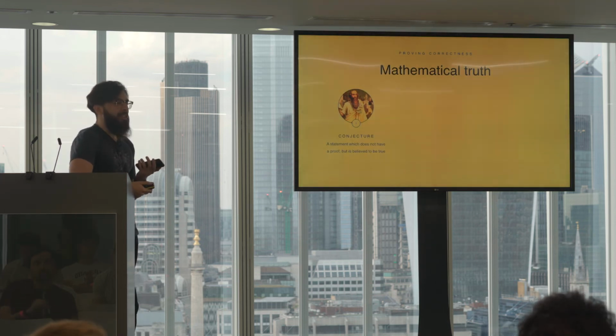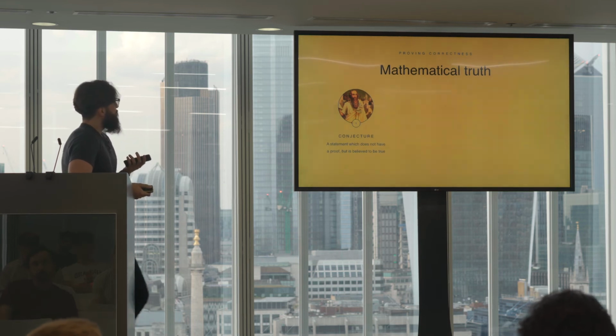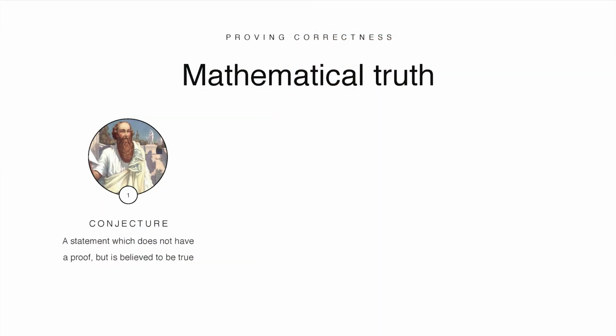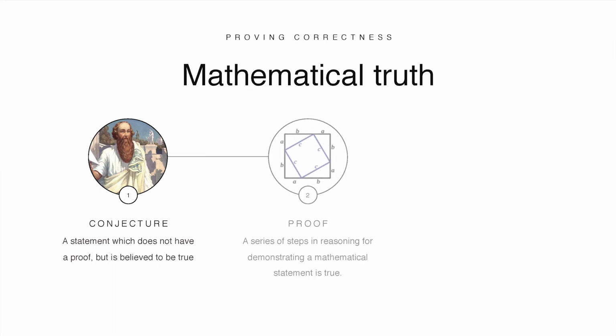And that's because in mathematics, we can actually reach the truth, right? We can attain the truth. So when a mathematician has an idea, like our friend Pythagoras, he comes up with a conjecture. So he thinks this thing is true, right? It's not actually proven to be true. Then he actually goes there and he creates a proof.